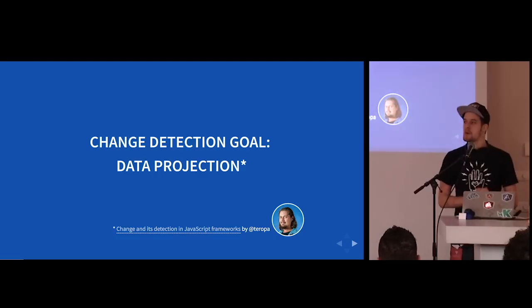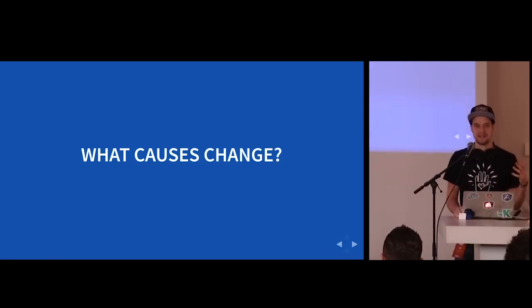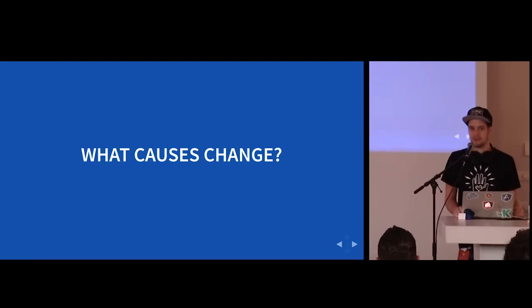Okay, so now that we know what change detection basically is all about, like what we want to achieve, let's talk about the thing that basically causes change. What is it that causes change in our application? Because it turns out that this is very important. We have to understand when we want to detect change.